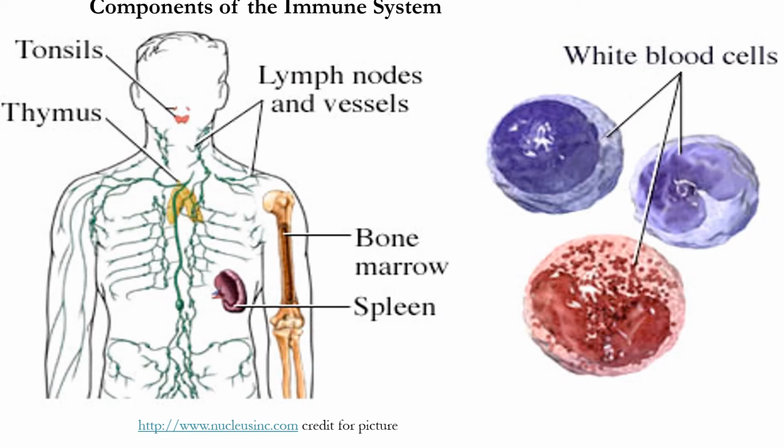So you have some pictures in your notes of the components of the immune system, and just again honing in, driving home the importance of the lymph nodes or the lymphatic system with the tonsils, the thymus, the bone marrow, the spleen, and of course our white blood cells that are important as well.